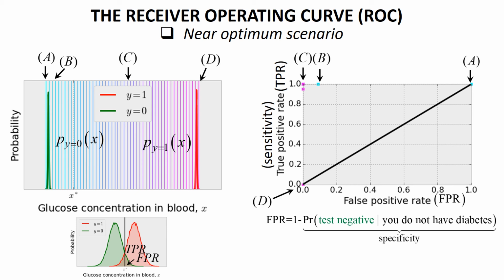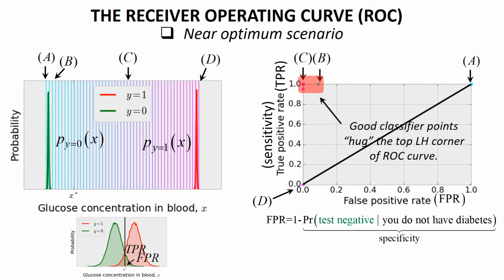And so what happens is that nearly all the points as you move from the blue thresholds to the pink thresholds all pack into the top left-hand corner of the ROC curve, which keeps you as close as possible to the point 0, 1: 0 for false positive rate and 1 for true positive rate, which is what you want. So a good classifier should really have all the points hug that top left-hand corner of the ROC curve.